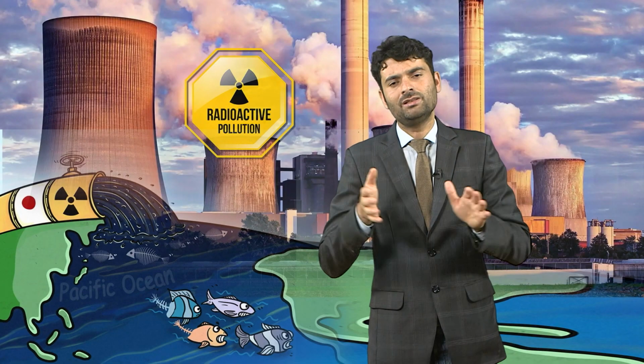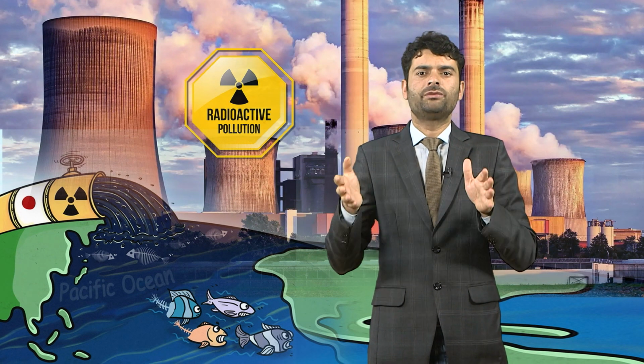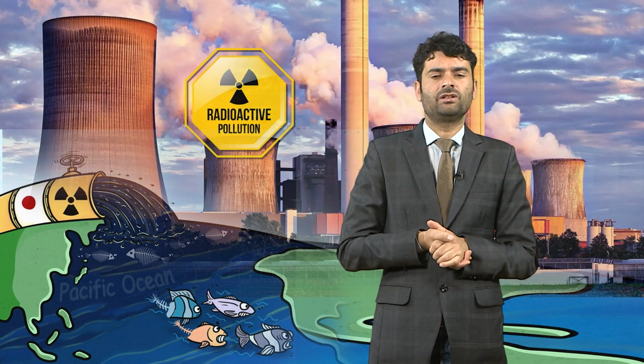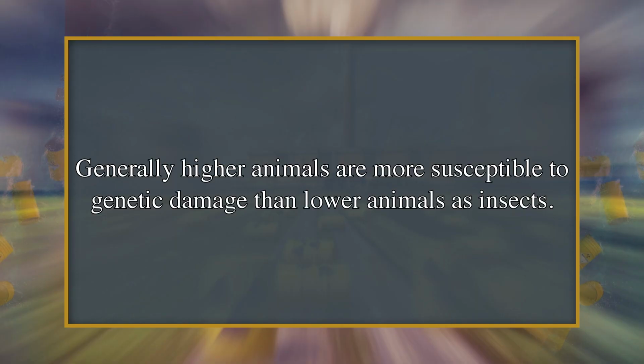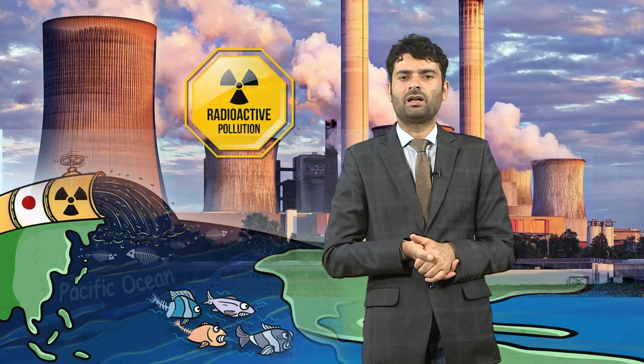People suffer from blood cancer and bone cancer if exposed to doses around 100 to 1000 roentgens. Instantaneous deaths can occur on exposure in the event of disasters. The intensity of a radiation affects the rate of mutation. Generally, higher animals are more susceptible to genetic damage than lower animals such as insects. Genetic effects also occur in plants.